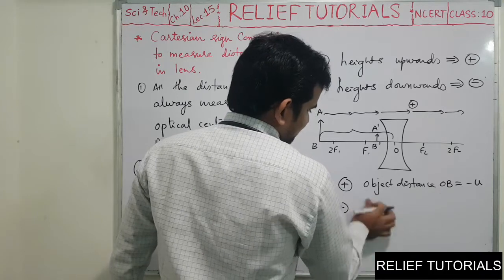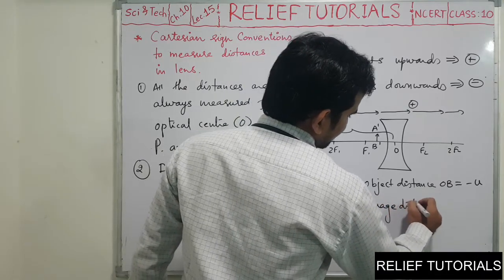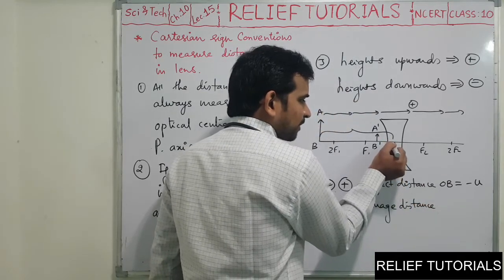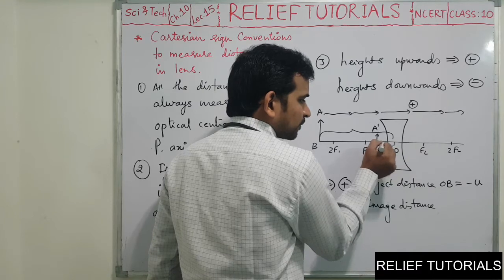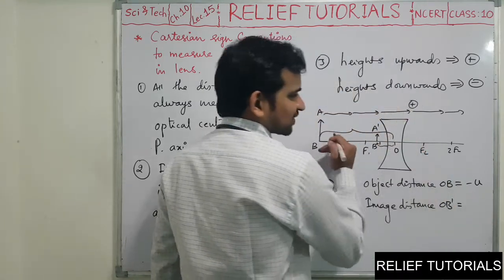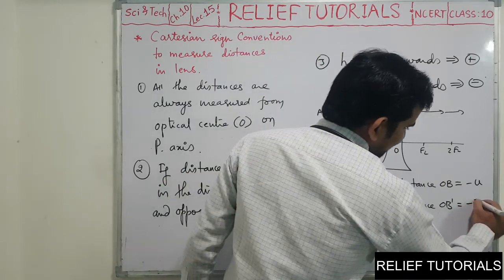Image distance. Image distance means O to B dash. That is again on the left hand side, in the opposite direction of the incident ray. So that should again be minus v.